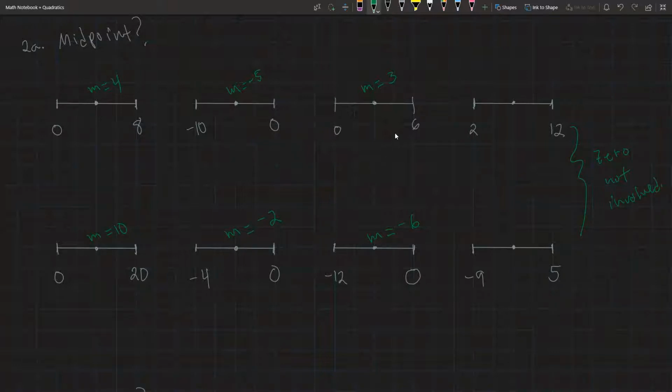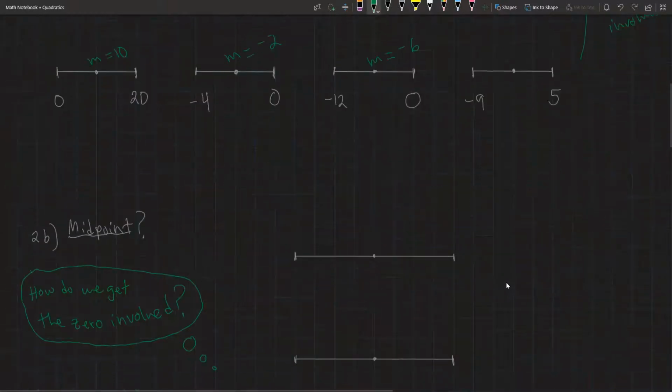Zero is not involved, and in all the previous 6 problems, it's involved in every one of them, which made it very easy to figure out in our head. So that's what I want you to think about. How do we get the 0 involved in this problem here from 2 to 12? How do we get this 0 involved in this problem from -5 to -9 to 5? So let's check that out in the next part.